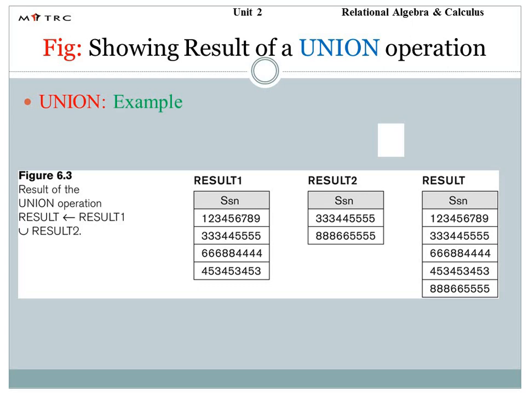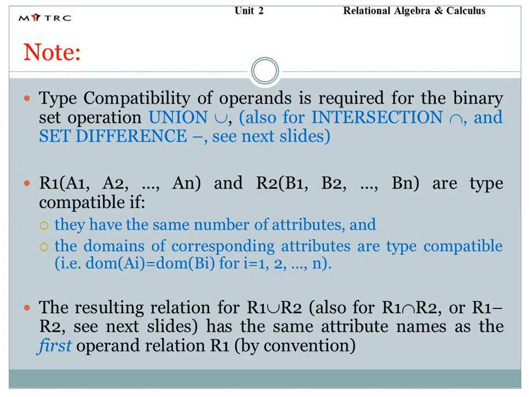Therefore, in the final result we are having only one attribute. Secondly, this type compatibility is always maintained in every set theory operation, whether it is union, intersection, or set difference. The term type compatibility works only when we have the same number of attributes and the domain of the attributes is also the same. This is the condition needed for the union operation.